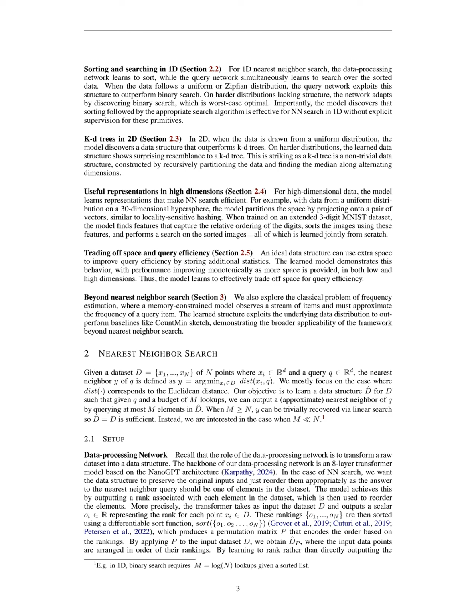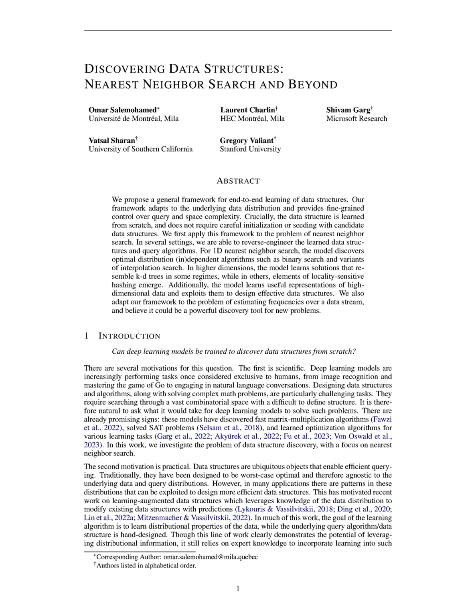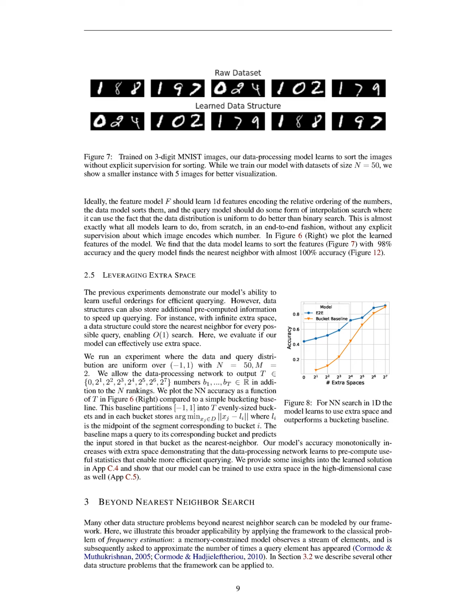Our method demonstrates significant empirical advantages over traditional methods like binary search and KD trees, particularly in efficiency and accuracy. For instance, in one-dimensional nearest neighbor search, our model learns to sort the data and adaptively search, outperforming binary search by exploiting the underlying data distribution, achieving approximately 99.5% accuracy in sorting and better query performance.